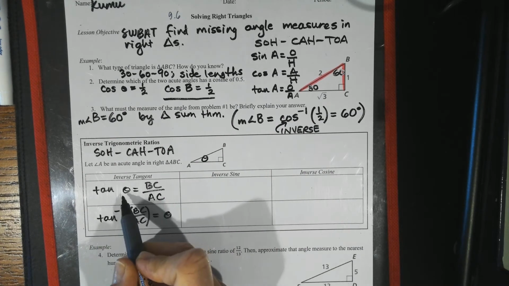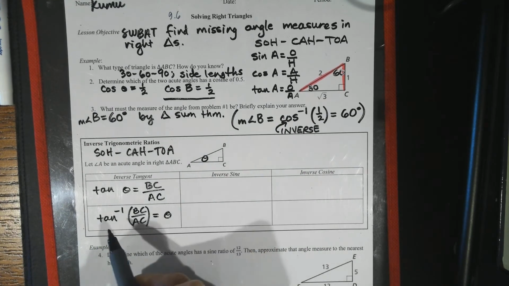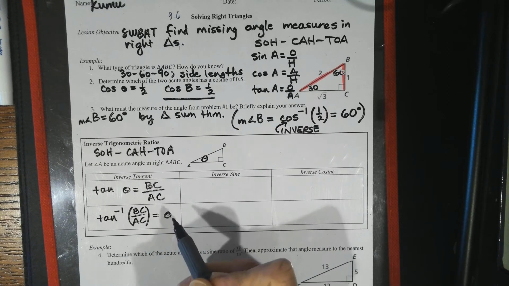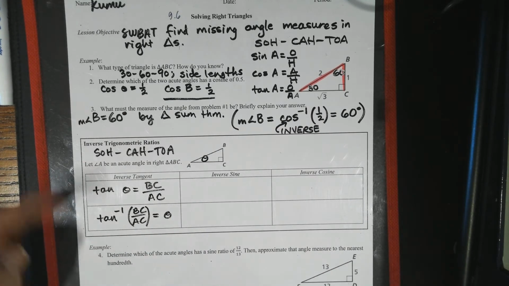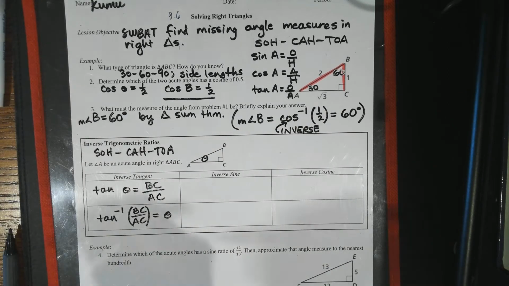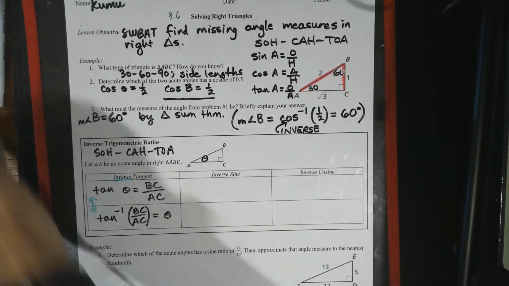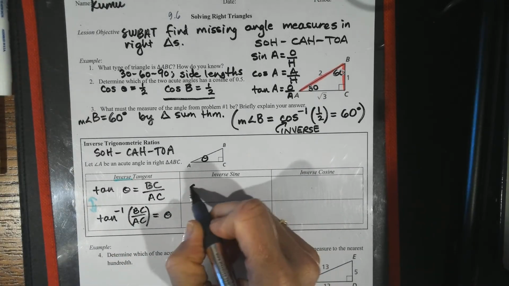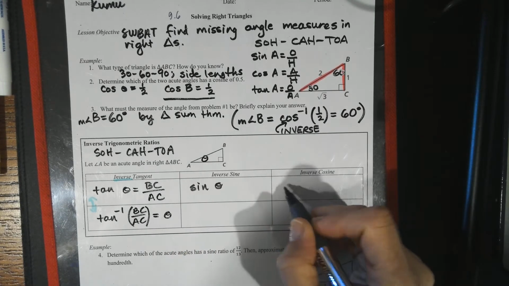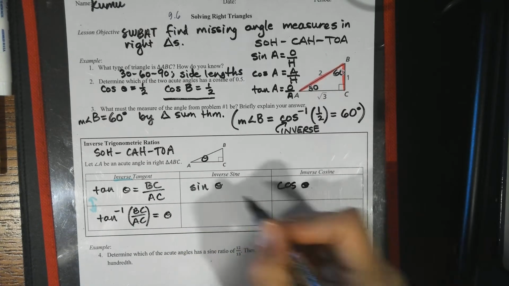The tangent of the angle equals the ratio. The inverse of the ratio equals the angle. Those are inverses. That's what an inverse is. So we'll write out the ones for sine also, and for cosine also.